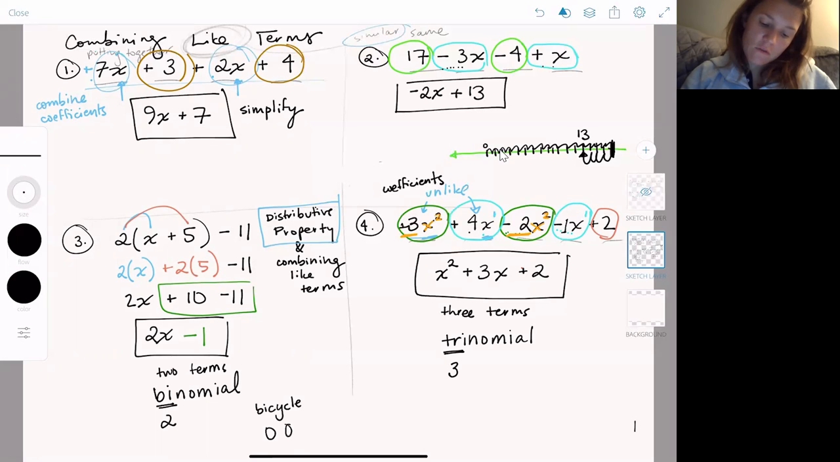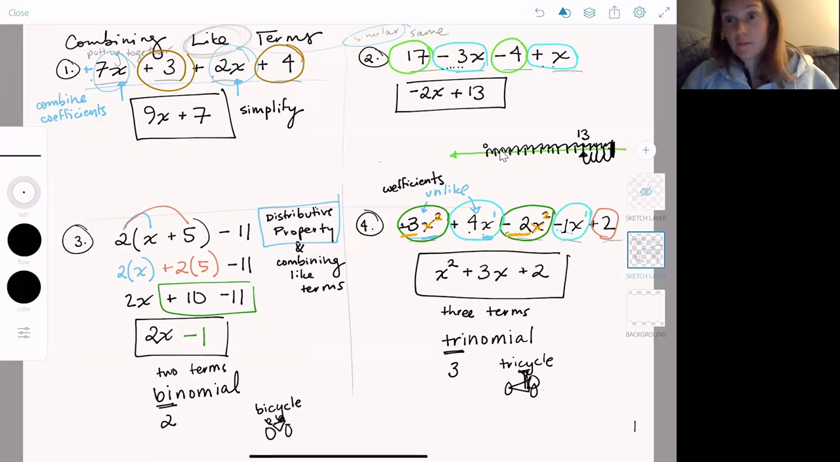Like a bicycle has 2 wheels. That's a terrible bicycle. A tricycle has 3 wheels. This is even worse. I have no idea what a tricycle looks like.